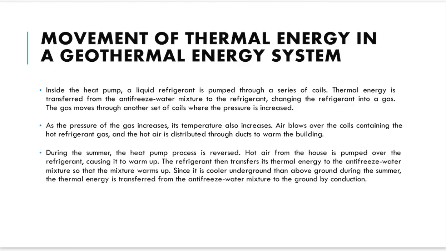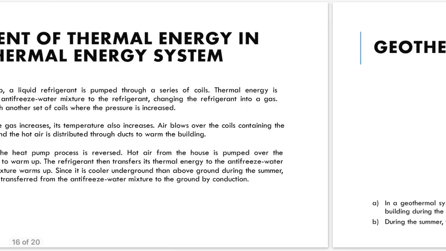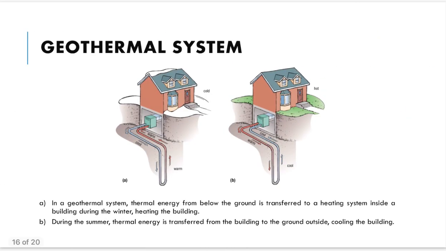During the summer, the heat pump process is reversed. Hot air from the house is pumped over the refrigerant, causing it to warm up. The refrigerant then transfers its thermal energy to the antifreeze water mixture so that the water mixture warms up. Since it is cooler underground than above ground during the summer, the thermal energy is transferred from the antifreeze water mixture to the ground by conduction.